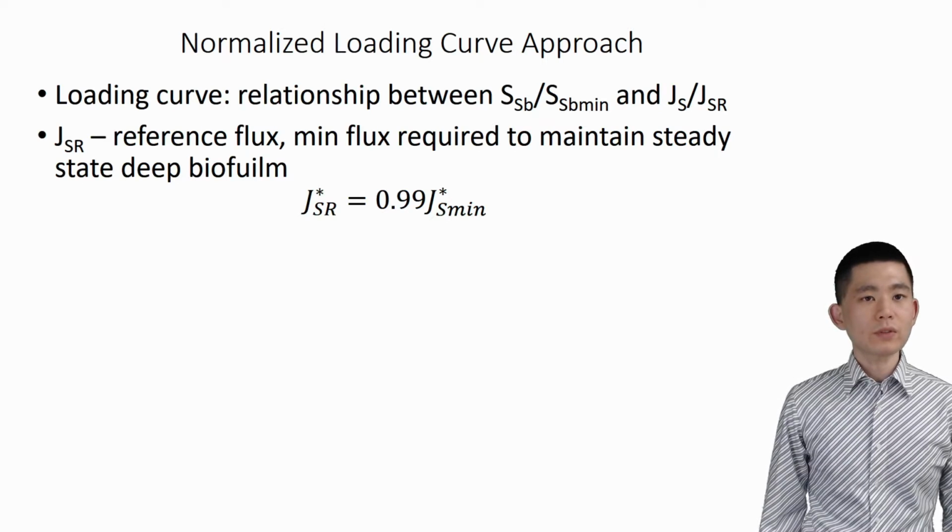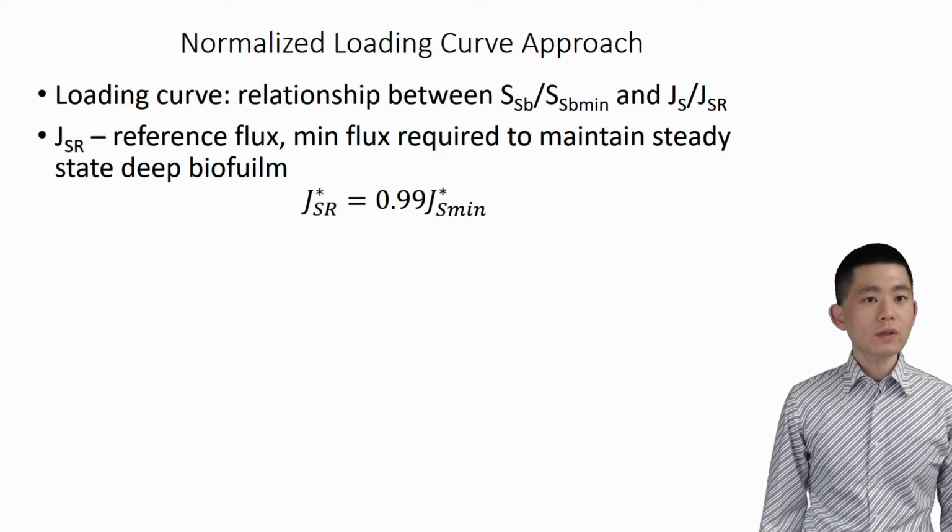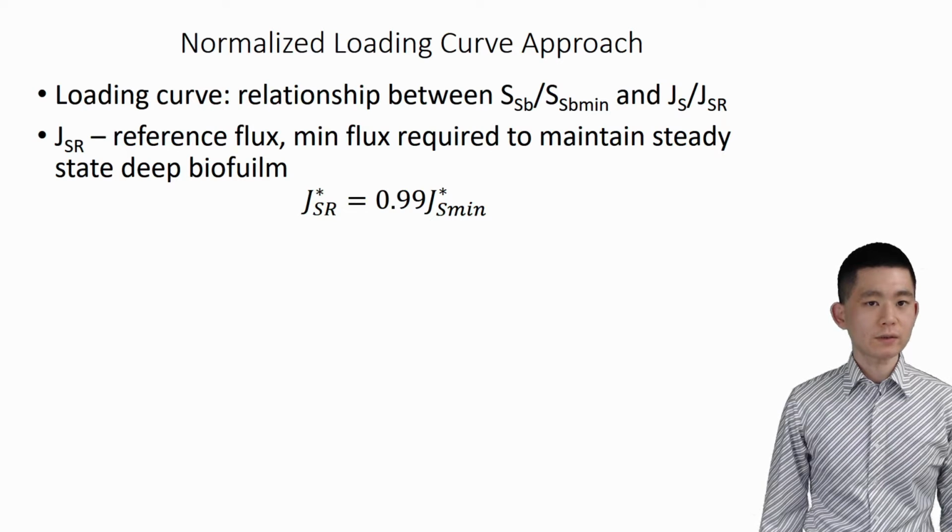The last approach that I'd like to cover is a normalized loading curve approach. This is essentially the same as the pseudo-analytical approach, but summarizes the results to normalized loading curves. The loading curve is the relationship between S_sb over S_sb min and Js over JsR, in which JsR is the reference flux, which is a minimum flux to maintain a deep biofilm. For JsR star, Xi equals 0.99.